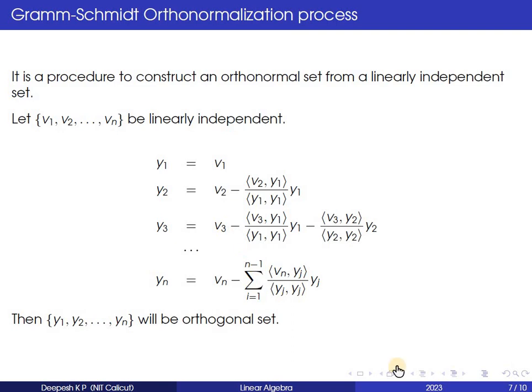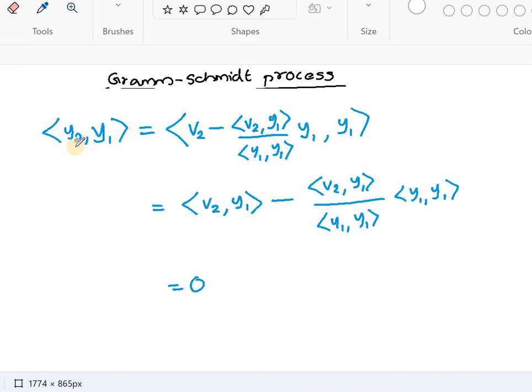What you do is you take the inner product of Y2 with Y1. Now by definition Y2 is what? V2 minus inner product V2 Y1 divided by Y1 Y1 times Y1. This inner product can be split into two. Due to the distributive property, it is the inner product of V2 with Y1 minus, this is a negative sign, right? So minus the inner product of the scalar times Y1 with Y1.